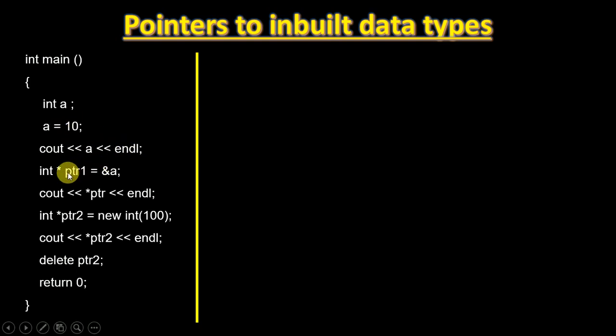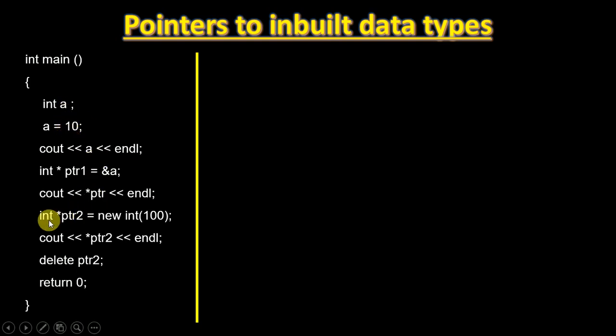Now I'm taking one pointer, int star ptr1 equals address of a. These pointers are a special type of variable which hold the address of a variable of the same type. It means if ptr1 is an integer pointer, then it will hold the address of an integer variable only. Now this ptr1 is holding the address of a. How do we access the value of a? You can access it in two ways: either cout a or cout star ptr, because ptr is holding the address of a.